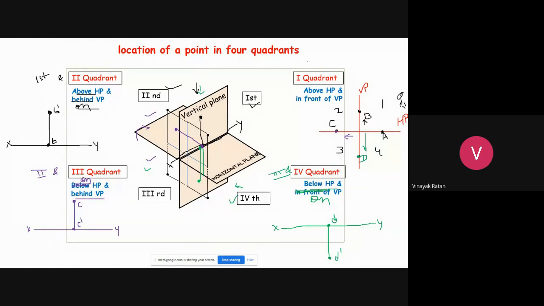In the first case, your front view A dash will be here and your top view will be below, that is A here. In this first case, a point lies in the first as well as fourth quadrant. In the second case, when a point is here, it lies in the first and second quadrant. Third case, when a point is on the horizontal plane behind the vertical plane, a point is in the second and third quadrant. And when it is on the vertical plane below the horizontal plane, a point is in the third and fourth quadrant. And these are its respective projections. This is the first case, second case, third case, and fourth case.